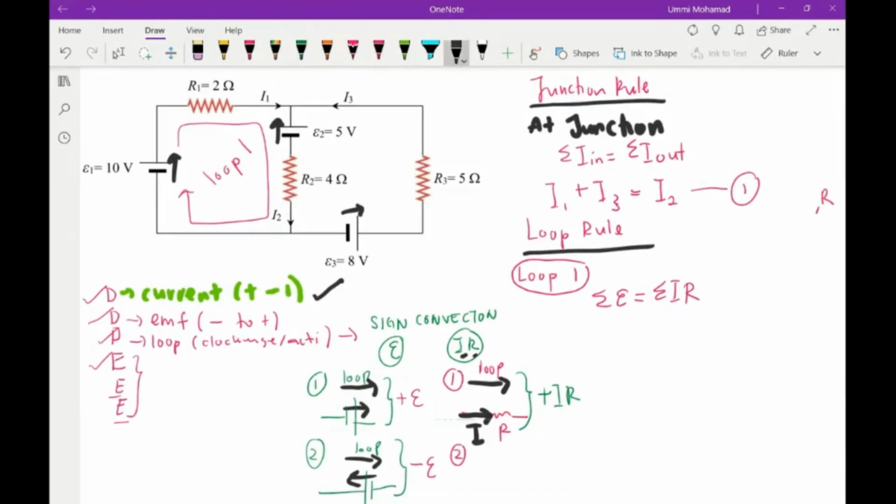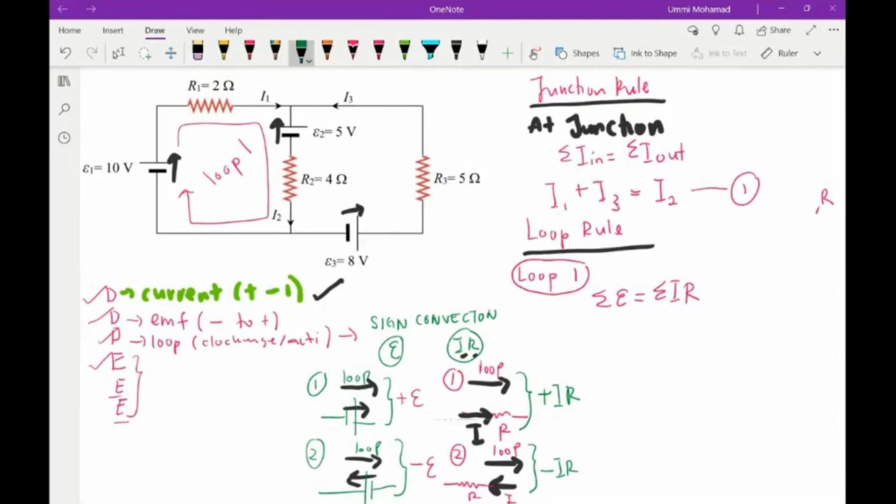What if we have the opposite direction? This is the direction of the loop, and this is the direction of current that flows through a resistor. If you compare these two, the direction of current and the direction of loop are opposite, so we are going to have negative IR. This rule of sign convention you have to know before we do the equation.